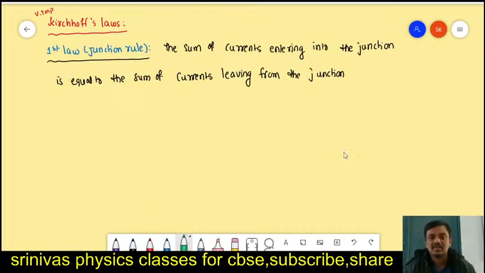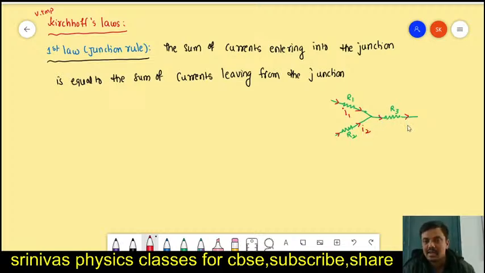For example, this is the junction of three wires. The first wire has resistance R1, the second wire has resistance R2, and the third wire has resistance R3. In the diagram, the current I1 is coming this way, and the I2 current is flowing this side, and these I1 and I2 are combined and travel like this as I3. This is the junction where two or more wires are meeting with each other.